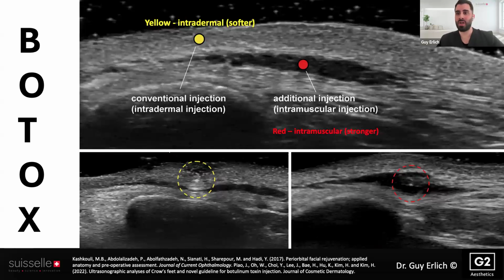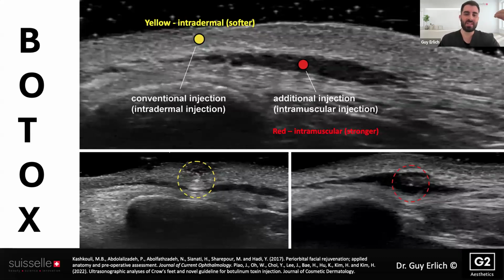Botulinum toxin should be injected into muscle or muscle fibers that are attaching to the skin. If you really want to target the pathology correctly and have success, you need to inject at the anatomical location. So if I want to target the small rhytids that are really close to the canthus, I will inject intradermally, like the yellow spot.